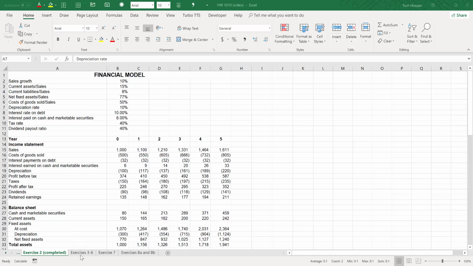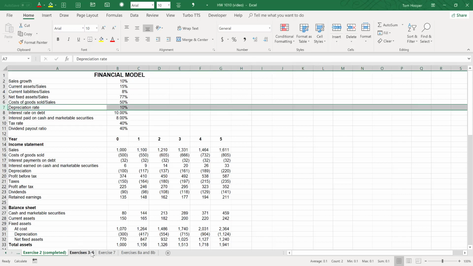The first thing we need to do for exercise 3 is copy over our model from exercise 2. So we'll click on the tab, drag it, hold down Control, let go. And now we have a finished model from exercise 2. We'll rename that as problem 3. And we need to add SG&A.